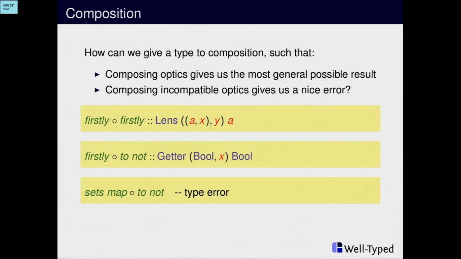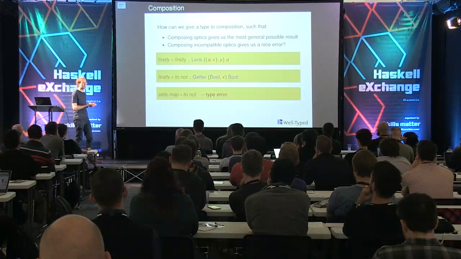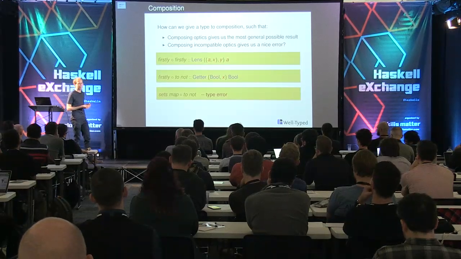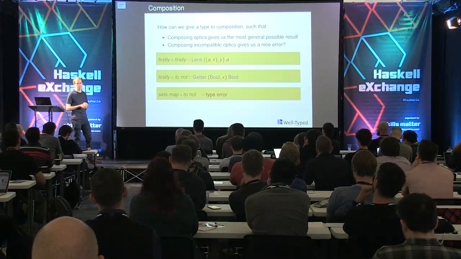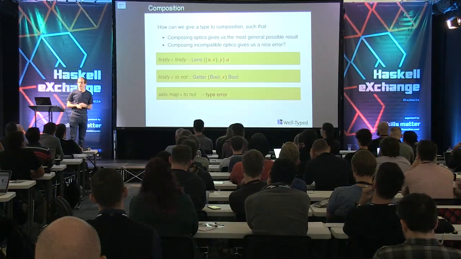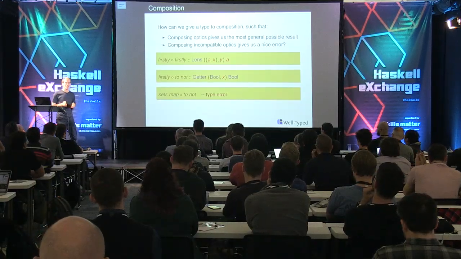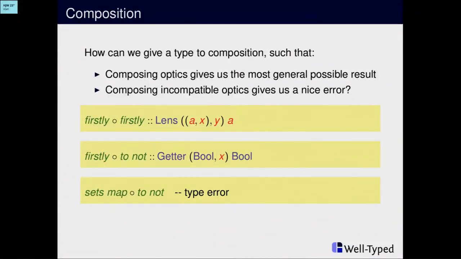In particular, if you have a setter and a getter, there's no notion that is a common supertype of both of them that supports the interface of both of them. So it shouldn't be possible to compose together a setter and a getter. We'd like that to be a type error. Everyone with me so far in having described the abstract interface?